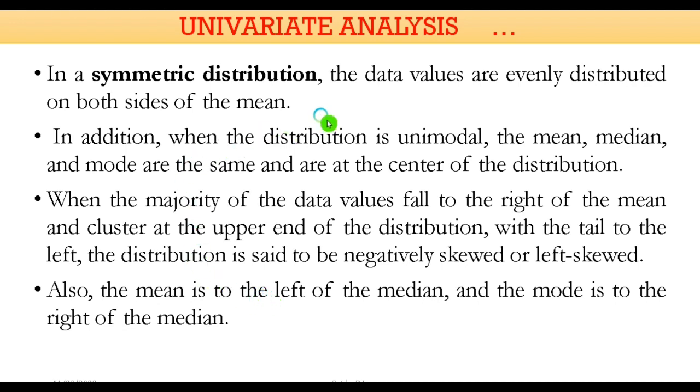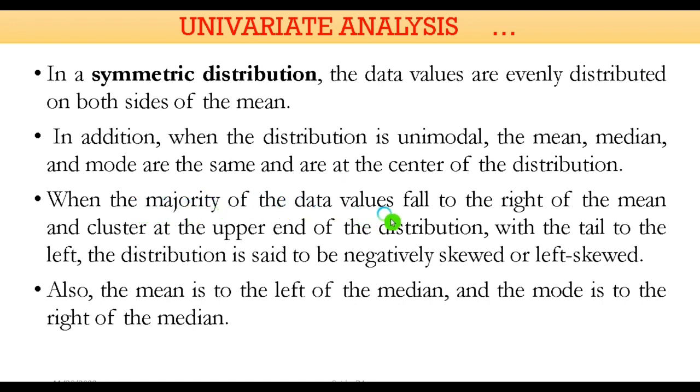In the symmetrical distribution, if all 3 of them are equal, the data values are evenly distributed on both sides of the mean. That means the largest data values above the mean and the lowest data values below the mean are distributed evenly left and right. In addition, when the distribution is unimodal, the mean, median and mode are the same as the center of the distribution.